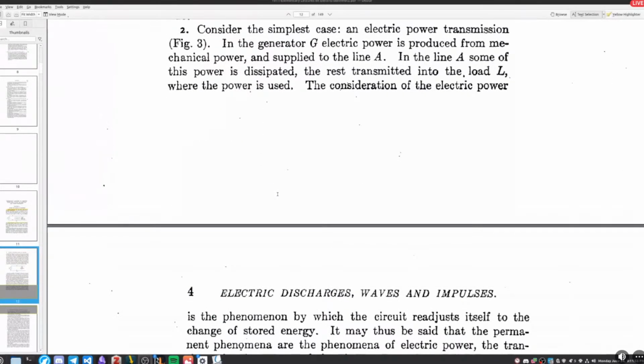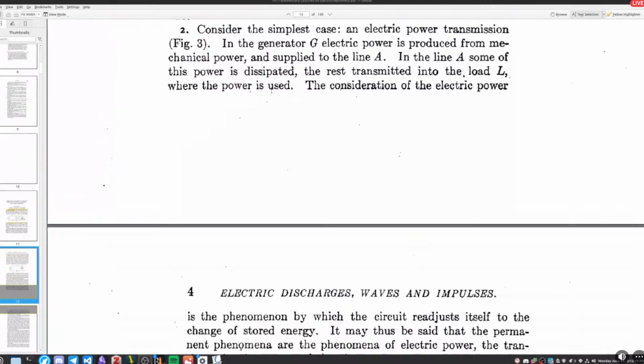So, 2. Consider the simplest case. An electric power transmission, figure 3. In the generator G, electric power is produced from mechanical power and supplied to the line A. In the line A, some of this power is dissipated, the rest transmitted into the load L, where the power is used.